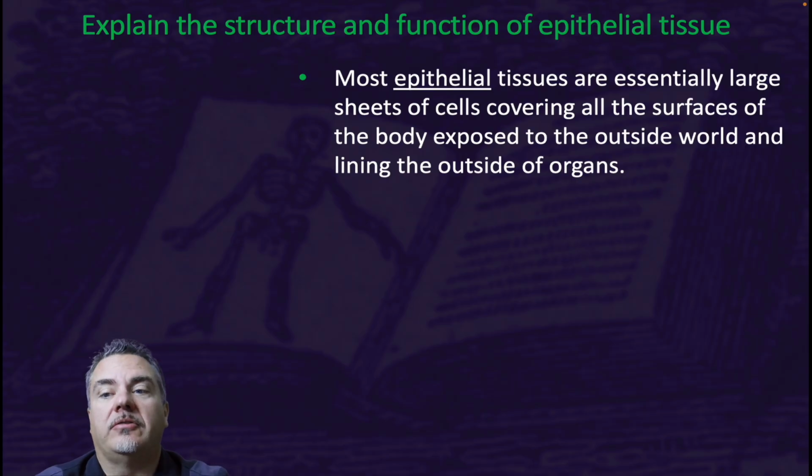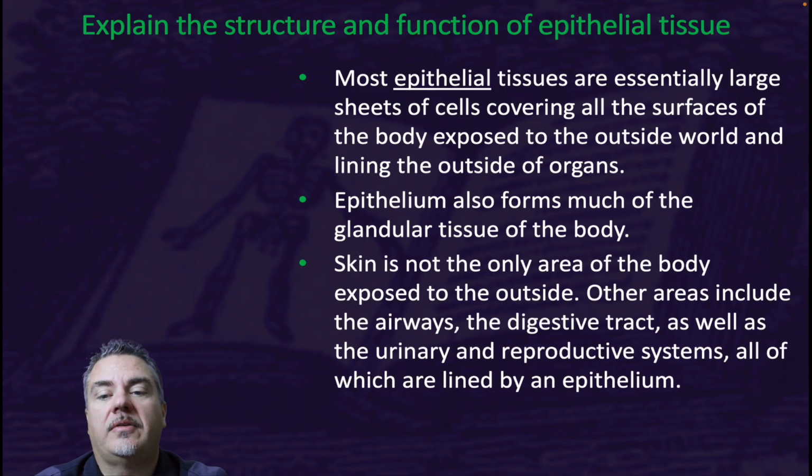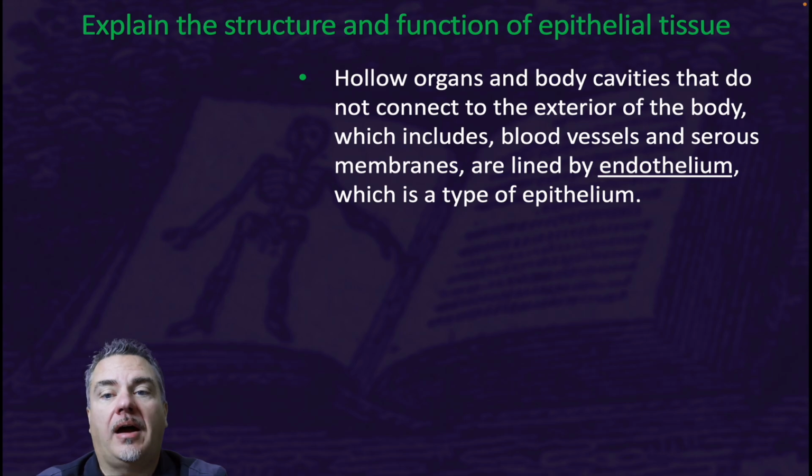So most epithelial tissues are essentially large sheets of cells covering all the surfaces of the body exposed to the outside world and lining the outside of organs. Epithelium also forms much of the glandular tissue of the body. Skin is not the only area of the body exposed to the outside. Other areas include the airways, the digestive tract, as well as the urinary and reproductive systems, all of which are lined by epithelium. Hollow organs and body cavities that do not connect to the exterior of the body, which includes blood vessels and serous membranes, are lined by endothelium, which is a type of epithelium.